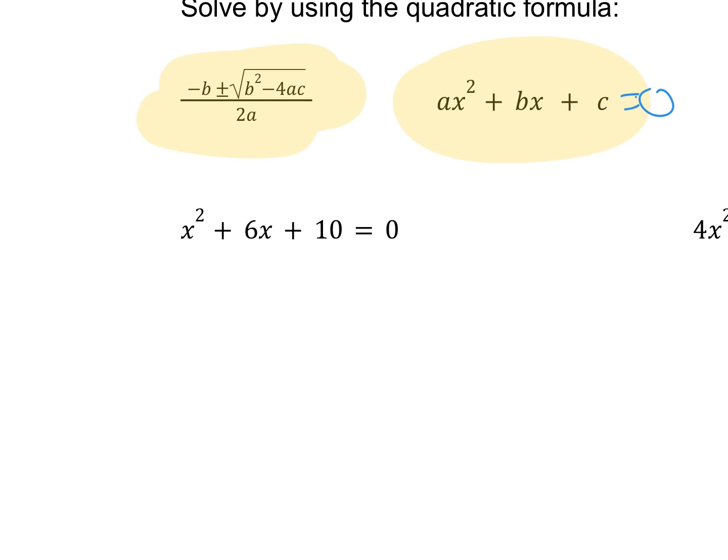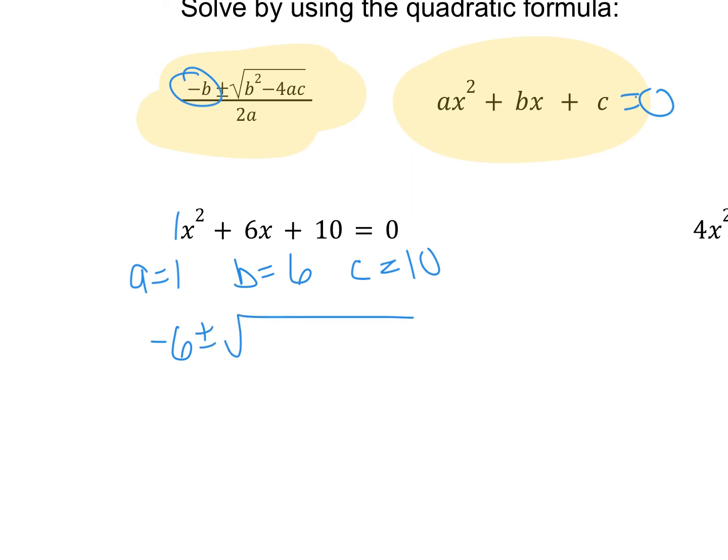So let's just go ahead and do this. We've got a 1 here. So we've got a equals 1, b equals 6, c equals 10. So if we're going to do the opposite of b here, it would be -6 plus or minus the square root. B squared is going to be 6 squared, which is 36, minus 4 times A times C, all over 2A, or 2 times 1.